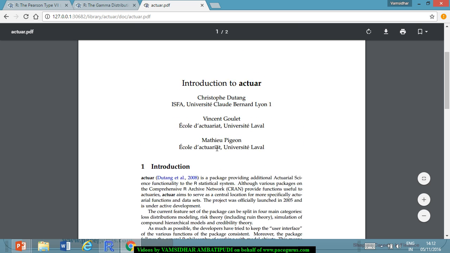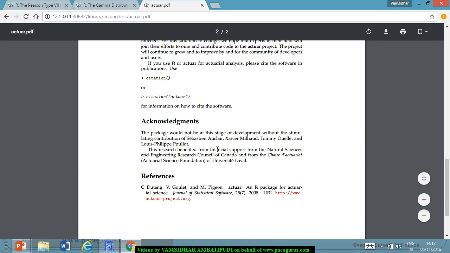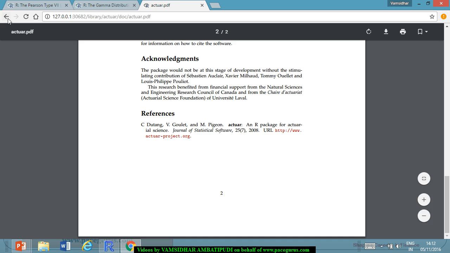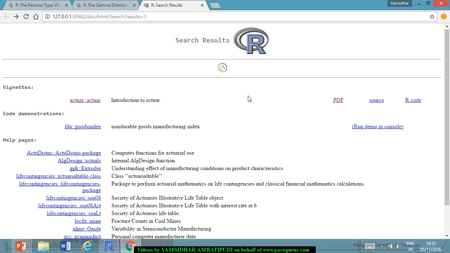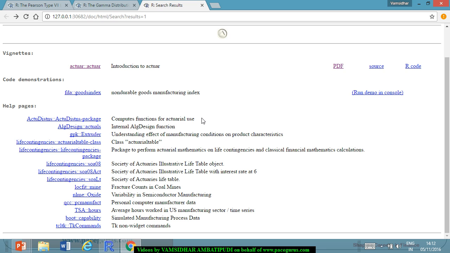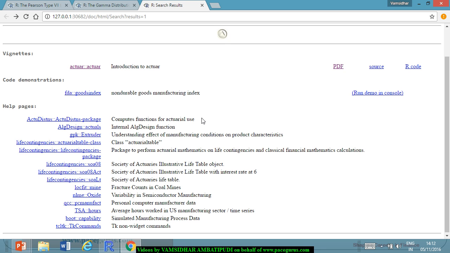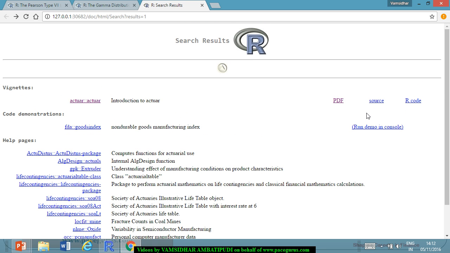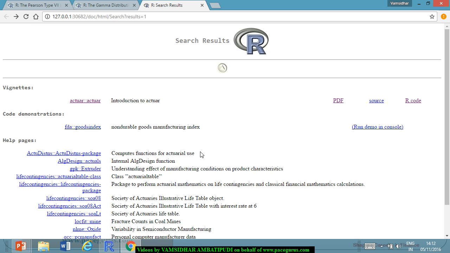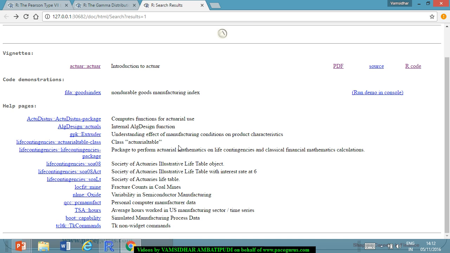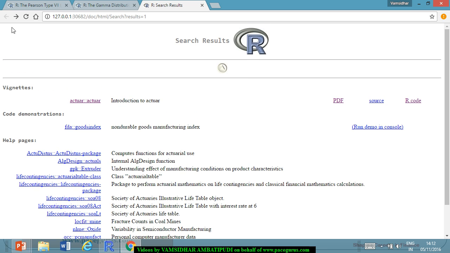You could get complete, this is just initial, okay, the actuar package.